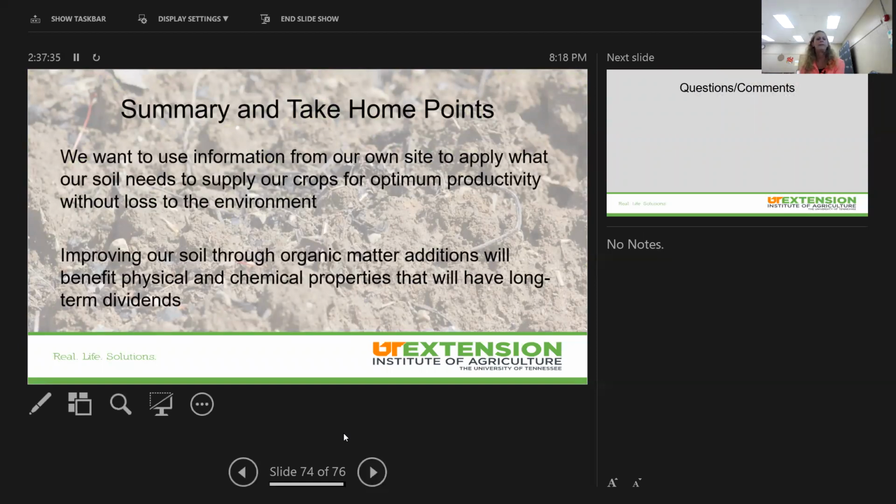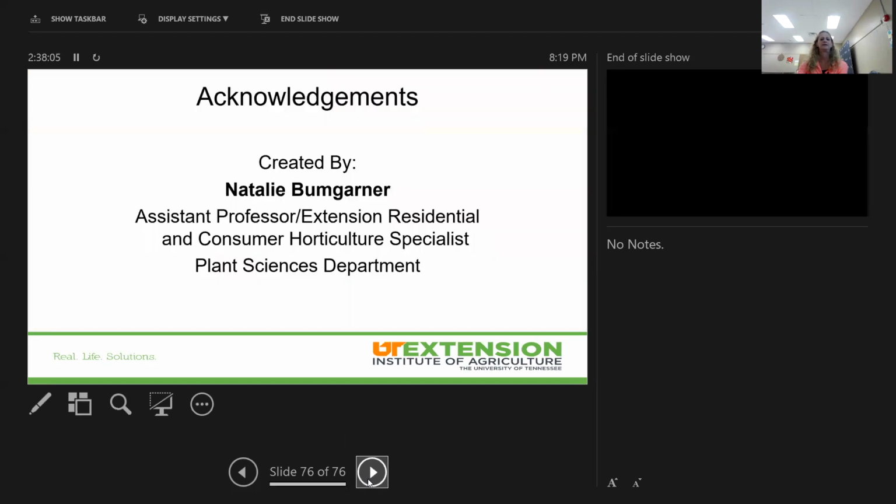Okay, so we just want to use this information to apply what our soil needs to supply our crops for optimum productivity without loss to the environment. And improving our soil through organic matter additions will benefit the physical and chemical properties, and that will have long-lasting dividends. So you're going to reap the effects of the healthier vegetables, the cleaner food, more nutritious food, stuff like that. Y'all are saying, thank goodness she's done.